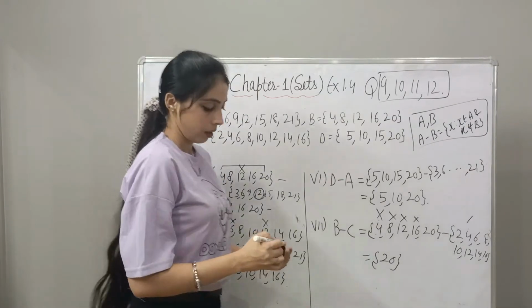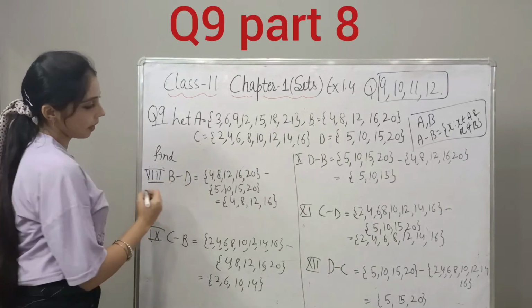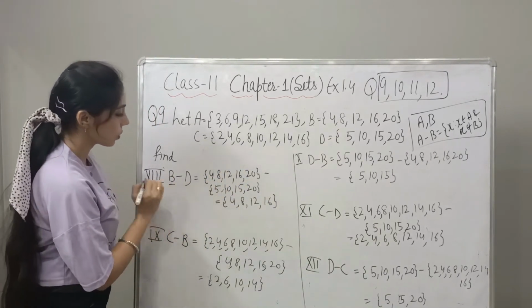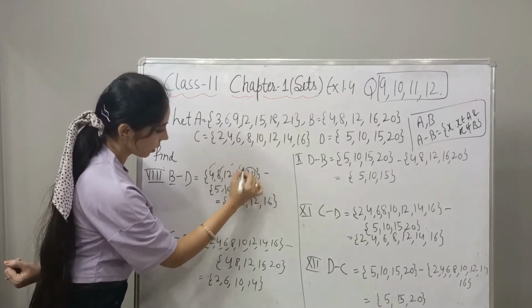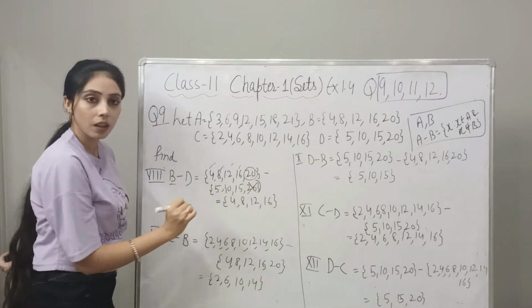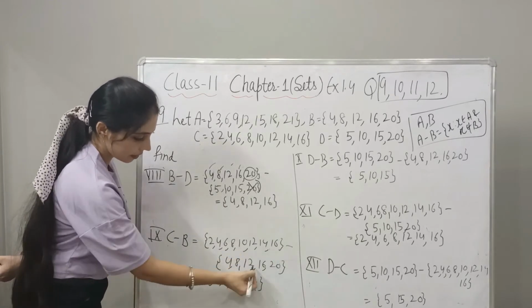Now let's discuss the other parts. Next is the 7th part, B minus D. Here B is this, D is this. We will write those elements which are in B but not in D. So we will write 4, 8, 12, 16, and 20 is excluded because 20 is present in the other set. What about C minus B? Here C is this, B is this.